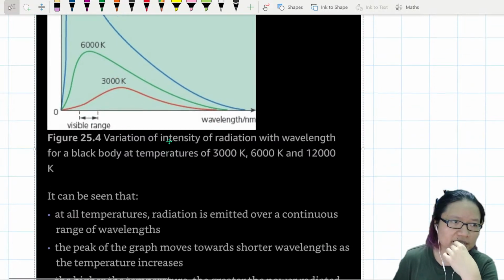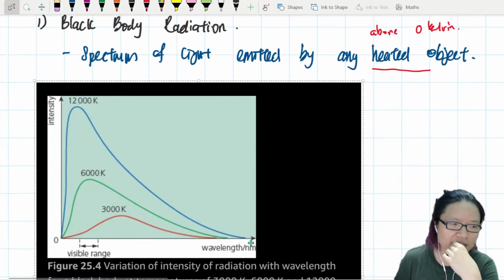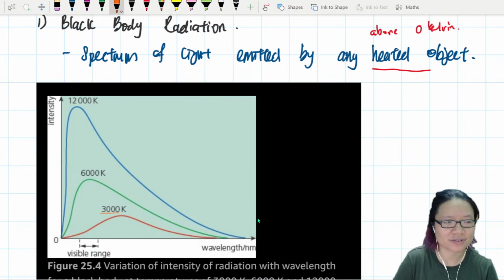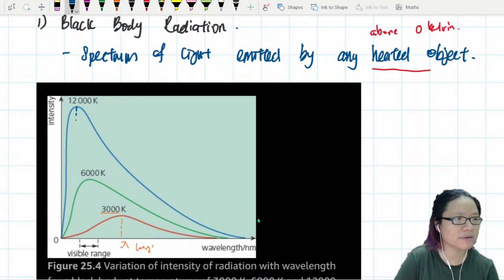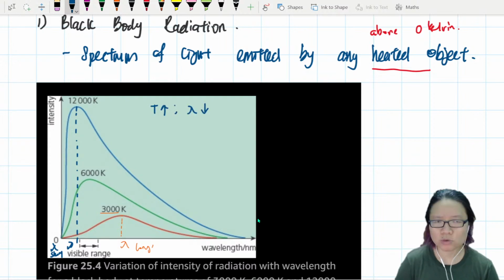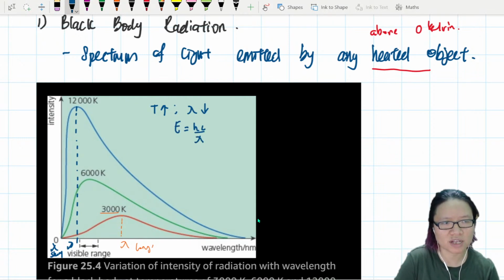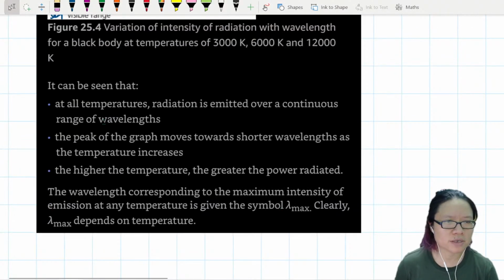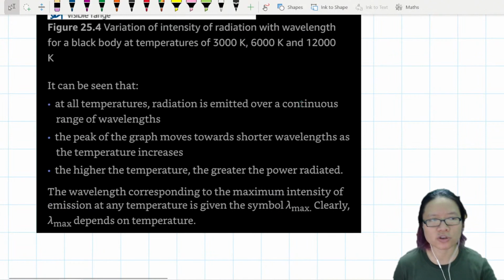Here you can see the graph of intensity against wavelength. Let's say the star is not that hot, 300 Kelvin. You can see this lambda is long. And then at 1200 Kelvin, you can see here that the lambda is short. So when the temperature increases, the wavelength decreases, which makes sense because E is hc over lambda. Lambda decreases, energy increases. So you get more energy because it's hotter. Quite logical. And because of this, we know that at all temperatures, radiation is a continuous range of wavelengths.